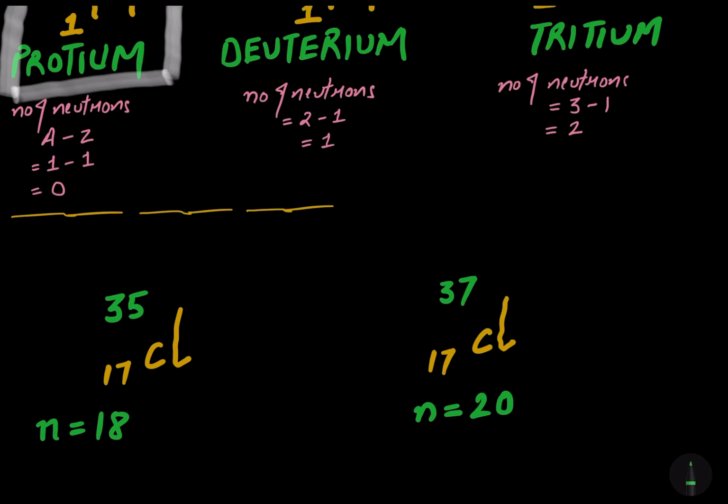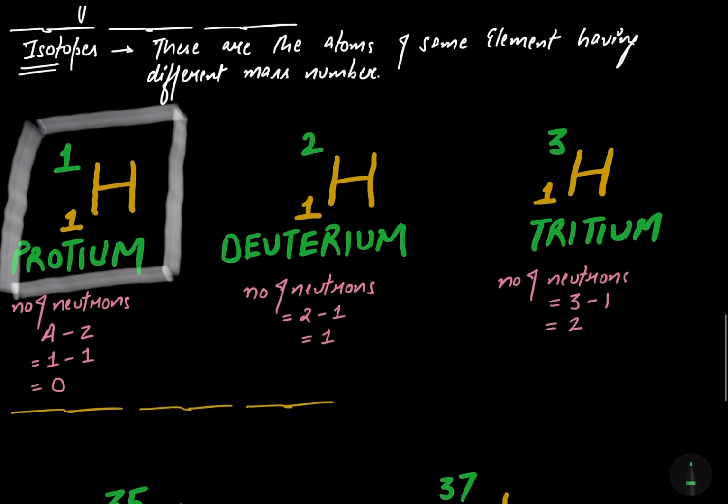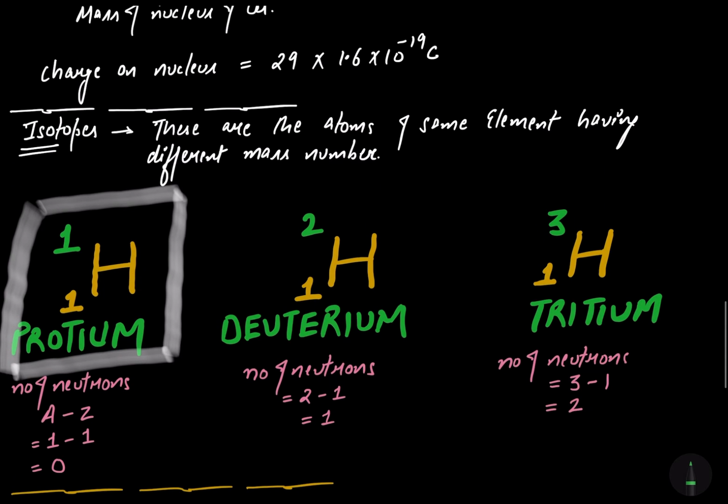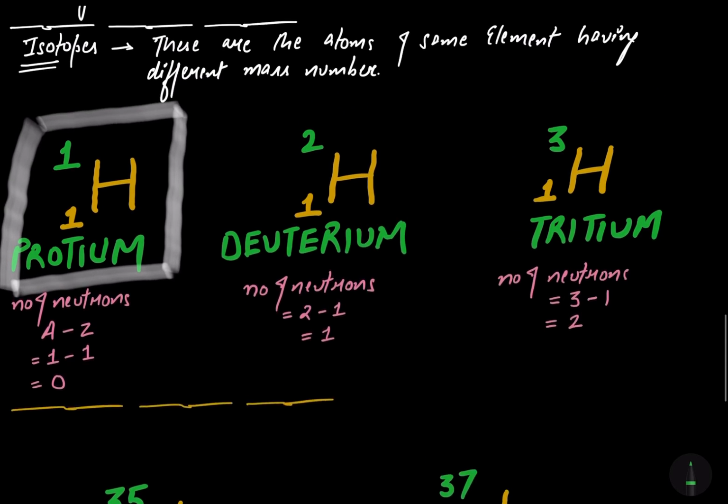So we have a different number of neutrons in case of isotopes. Hopefully, my dear students, you got this. In case of protium we had 0 neutrons. In case of deuterium we had 1 neutron, and in case of tritium we had 2 neutrons. So that's my isotopes. So what are the isotopes?